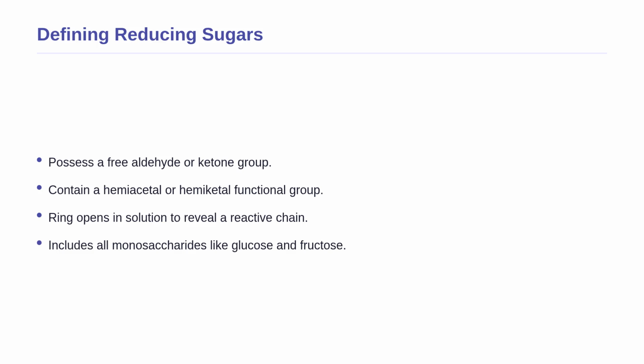Now that we understand the networking analogy, let us look at the formal scientific definition. A reducing sugar is any carbohydrate that acts as a reducing agent because it possesses a free aldehyde or ketone group. This is the chemical equivalent of our free hand. In their cyclic ring forms, these reactive sugars contain a specific functional group known as a hemiacetal or hemiketal. Because of this specific grouping, the sugar ring can easily open up in a water solution to reveal a highly reactive chain. All simple sugars, or monosaccharides, fall into this category.